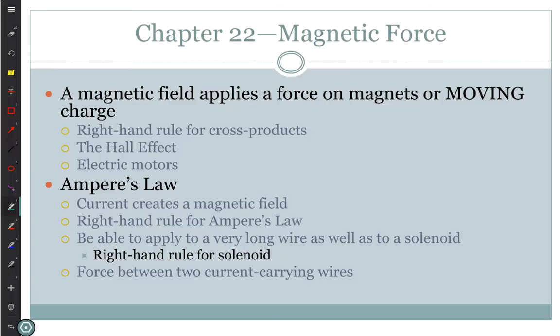Make sure you know your right-hand rules. How many right-hand rules have we learned? Three. The first one was for cross products. We had it in torque, and now we had it again with magnetic field and forces. So we had torque equals R cross F.